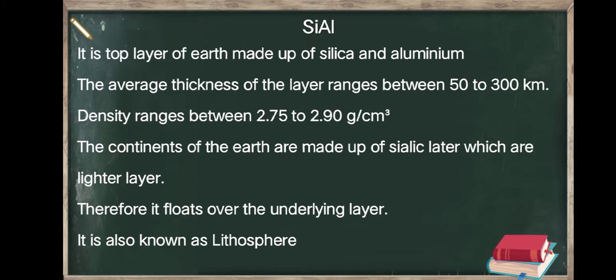The continents of the Earth are made up of the silica layer, which is a lighter layer. Therefore, it floats over the underlying layer, which is the asthenosphere. This Sial is also known as lithosphere.